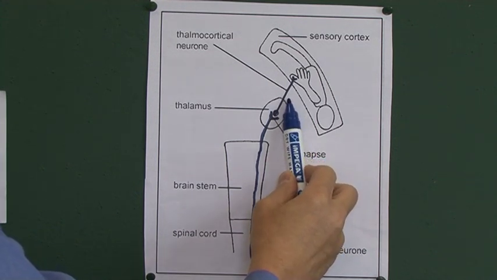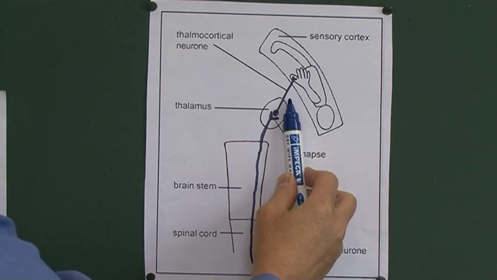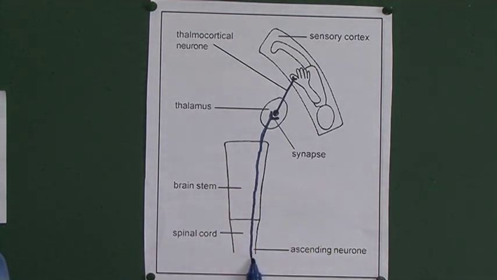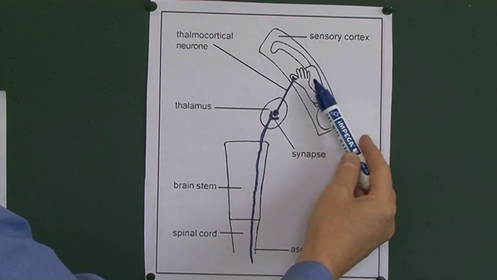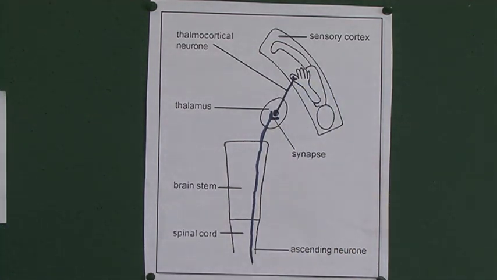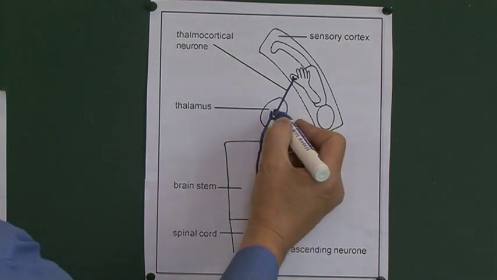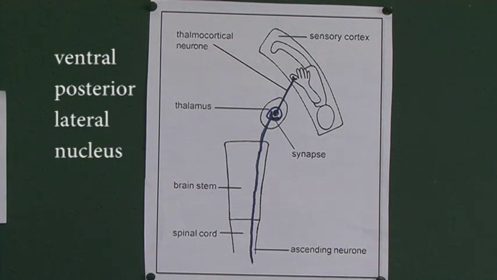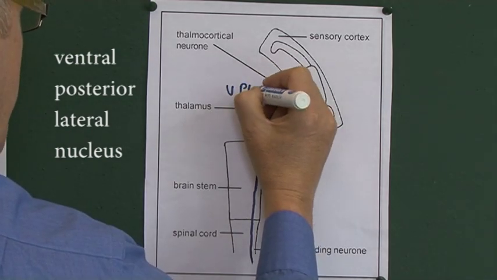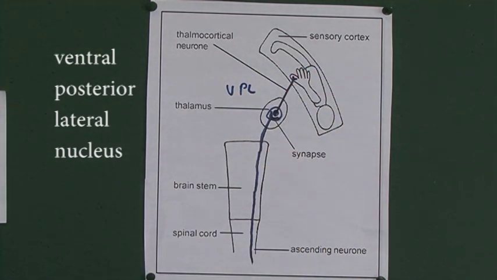So in this context, the first order neuron is going from the periphery into the spinal cord. The second order neuron is going across the spinal cord and up the spinal cord. And the third order neuron is going from the thalamus to the sensory cortex. And the part of the thalamus that this actually goes to is called the ventral posterior lateral nucleus, sometimes the VPL nucleus in the thalamus. From there, the thalamocortical third order neuron goes to the sensory lobes.